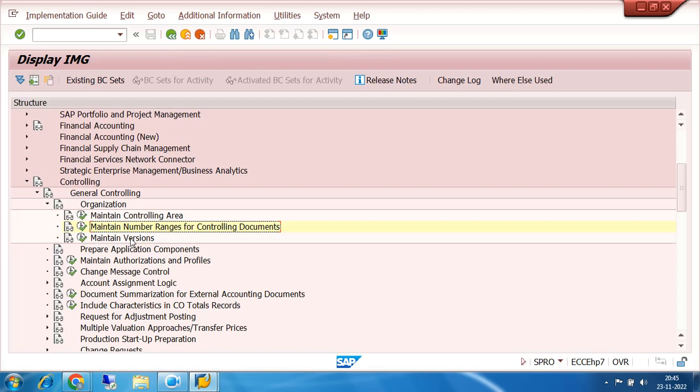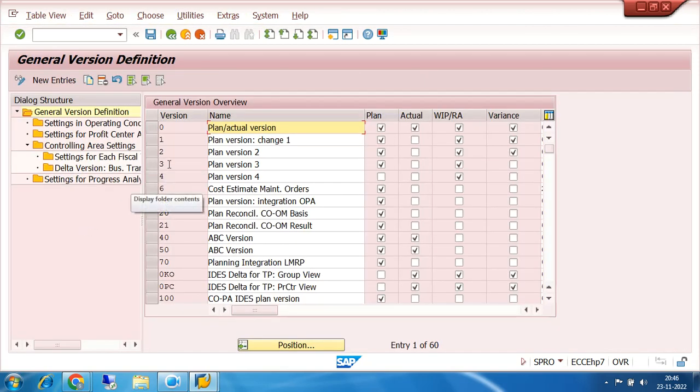Then there is maintain version. Just understand, version means nothing but the plan. There are different versions, that means plan or actual version. That means we are planning and actuals are compared with the plan. Suppose, in any organization there may be two or three types of plan. First plan, second plan, third plan. If the first plan fails, then the second one will be adopted. If the second one fails, then the third one will be there.